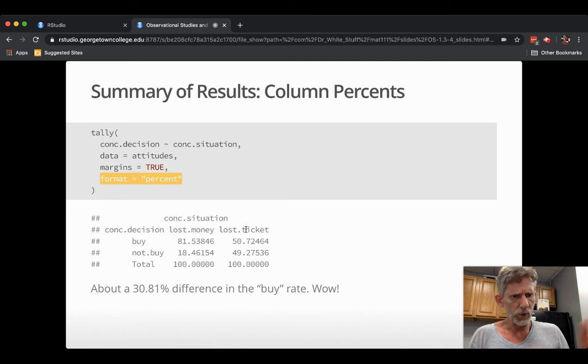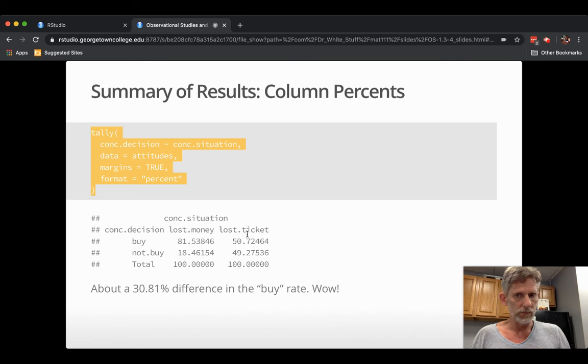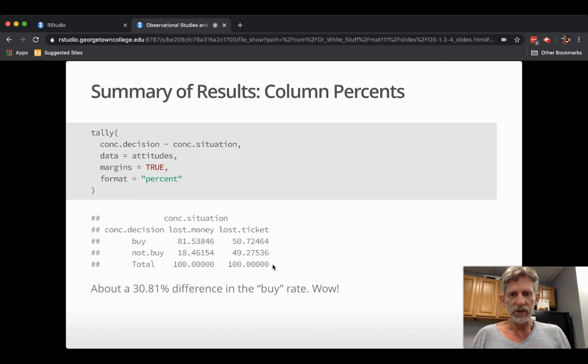Again, we'll learn all this more formally in another chapter. But if you were to run this code in RStudio, copy it all the way down to the closing parenthesis, paste it into RStudio and run, then you get the same stuff turned into column percents. And so there's a total of 100% people in the lost money column, but 81% said they would, yes, buy a ticket. And for the people who lost a previous ticket, only about 50% said that they would buy a ticket. In fact, that's a difference.